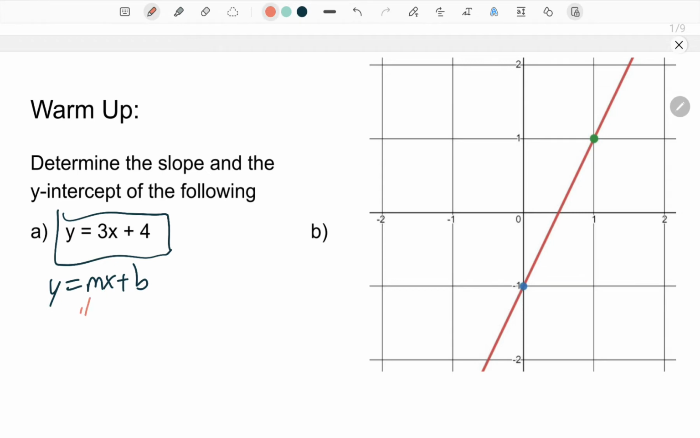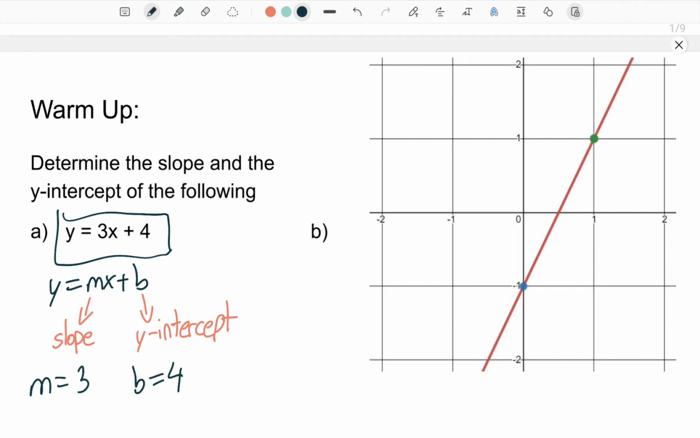And if it's in that form, the m value, or the number in front of x, is your slope, and the number at the end, sometimes called the b value, is the y-intercept. So for this, m is going to be equal to 3, and b is going to be equal to 4. So that's your slope, and that's your y-intercept.